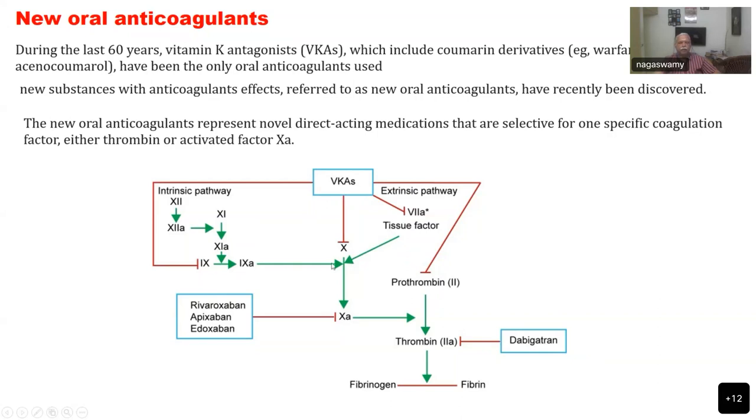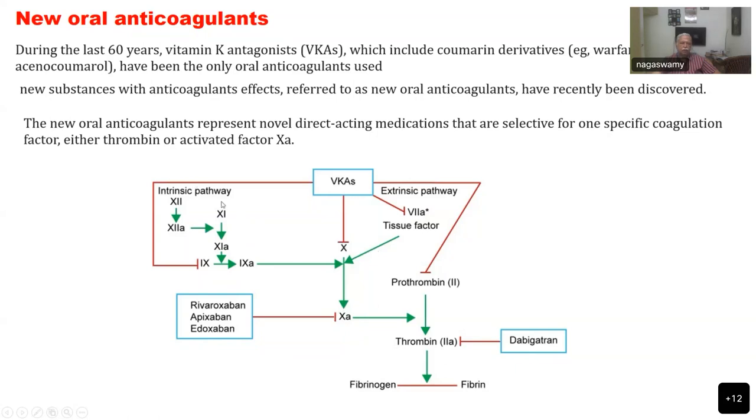Now dabigatran, which was first introduced as the oral anticoagulant, was a direct thrombin inhibitor. So you see this drug is acting only on this particular thing. These three categories of drug, rivaroxaban, apixaban and edoxaban, are all acting against factor 10A. So this diagram will be very easy to draw.